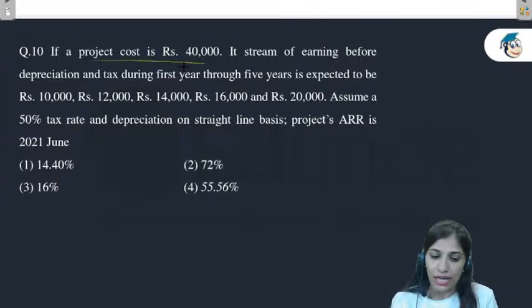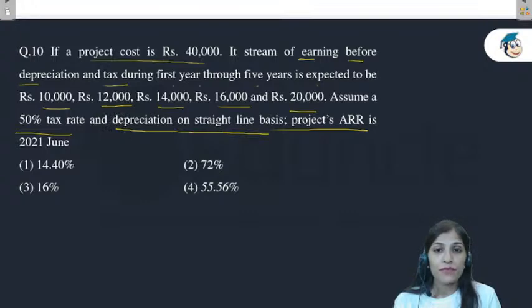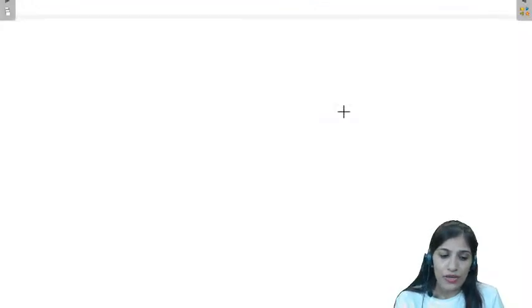What is the investment amount? That is 40,000. Next, the stream of earnings, EBDT, earnings before depreciation and tax, for the first year through 5 years is expected. 1, 2, 3, 4 and 5. Tax rate is 50%, ARR, and depreciation on a straight line basis. The project's ARR is? So first of all we have to calculate depreciation and after that ARR, right? Coming to the next question, C.